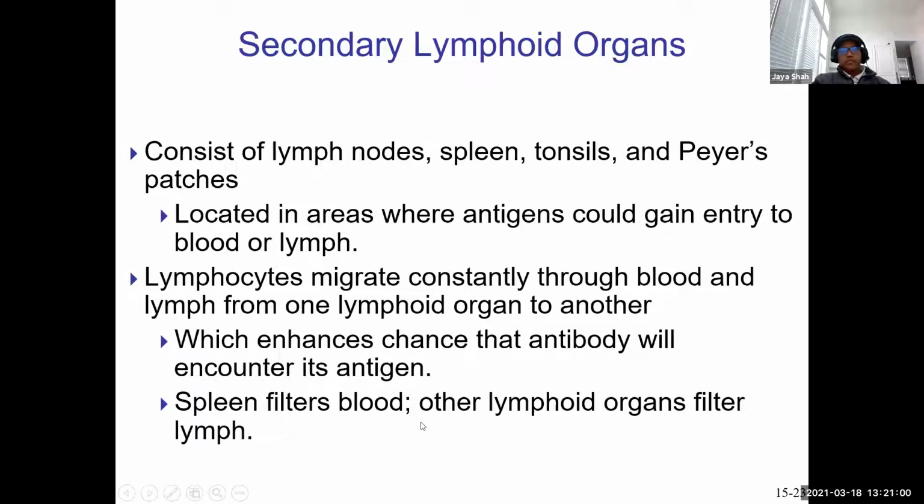But one of the secondary lymphoid organs, the spleen, has another function. The spleen filters blood. It does lymphoid function as well as filtering your blood. That means when your red blood cells get older, this is the location where red blood cells are killed and recycled.